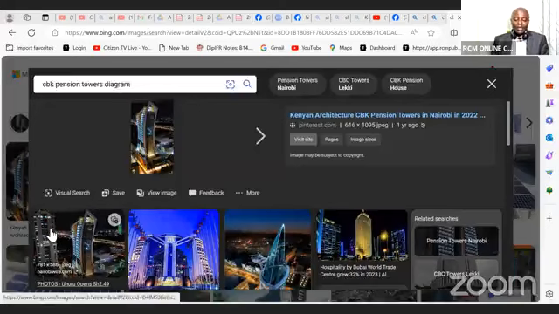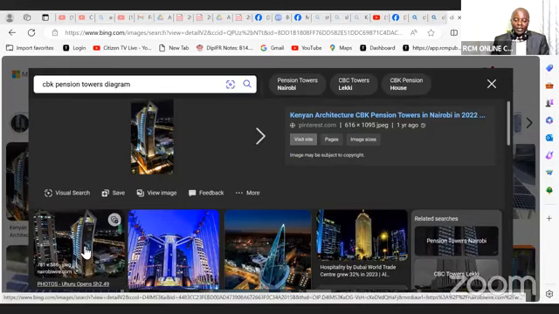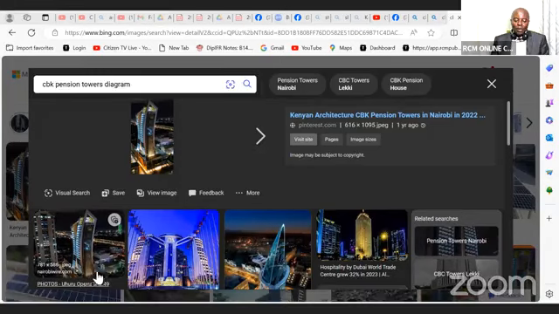If you go near KRA, you'll be able to see Times Tower, and then we have the Pension Towers, the CBK Pension Towers. They sit on a very, very strong base. And then you can see this pension tower is bending, somehow bending.